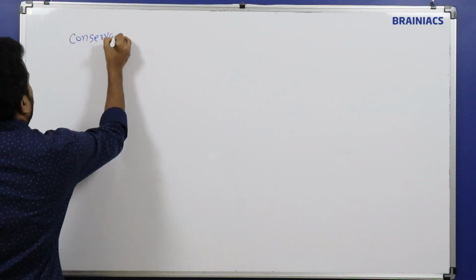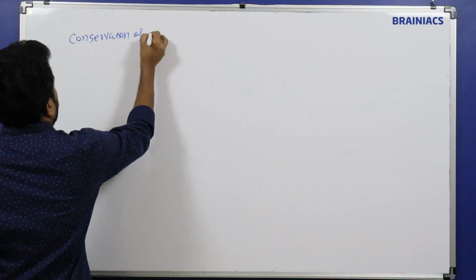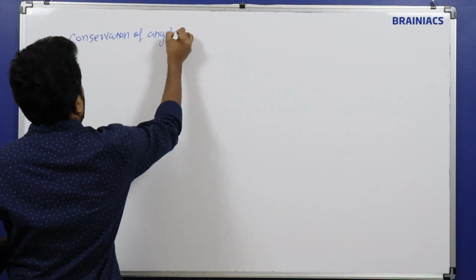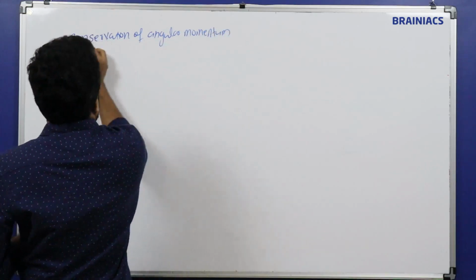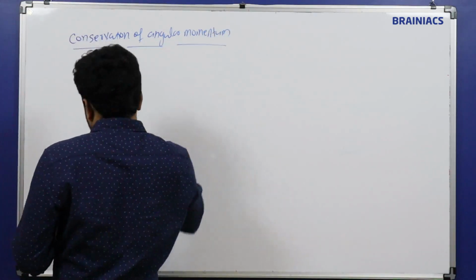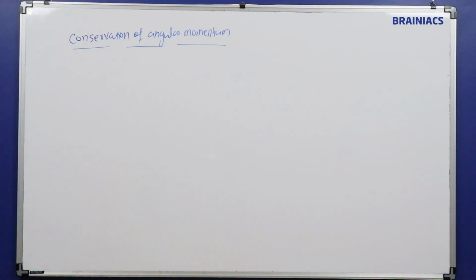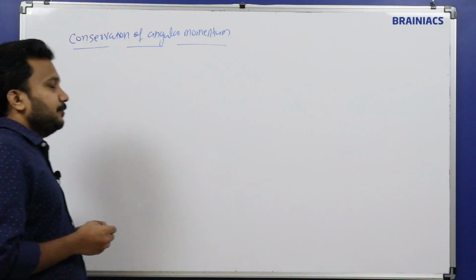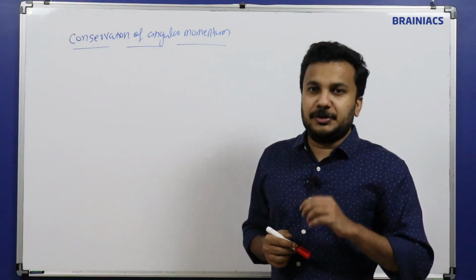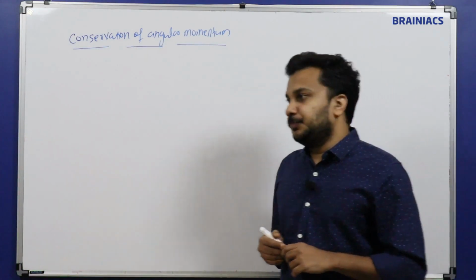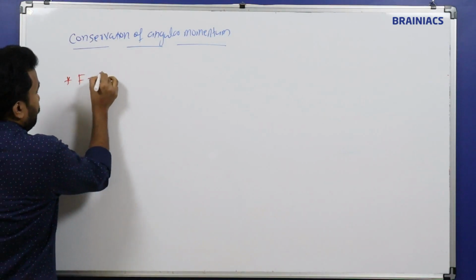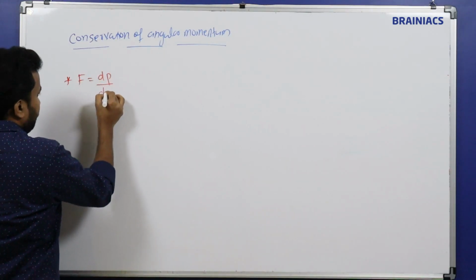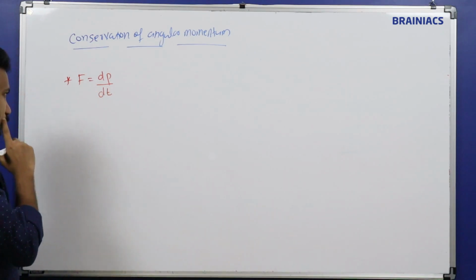Conservation of angular momentum. Okay, so this is the heading for today. We'll describe more about this one. In the laws of motion chapter, we learned about Newton's second law of motion. What is Newton's second law of motion? It states that F is equal to dp by dt: rate of change of momentum is equal to force.